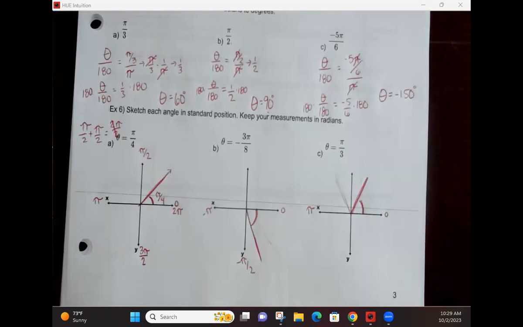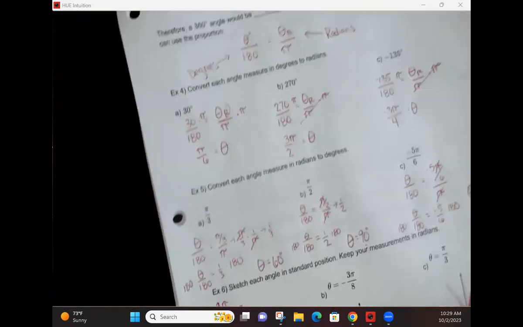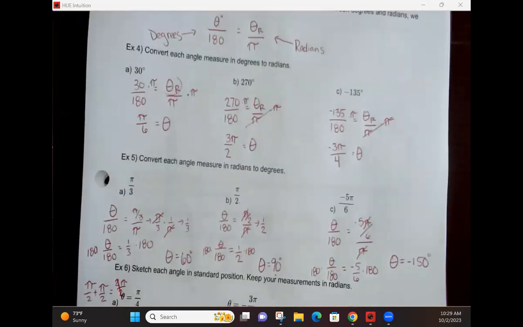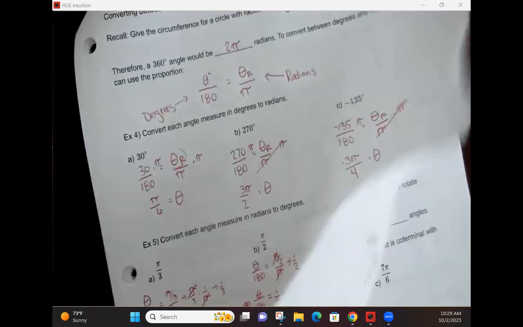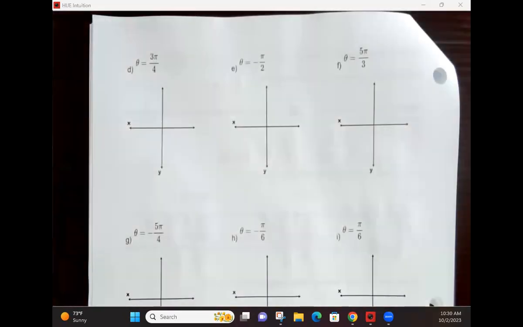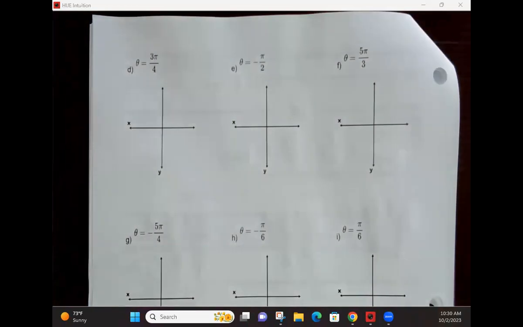Now these are rough sketches. I'm not getting out a protractor, right? I'm not measuring exactly. But I should have a pretty good feel on where these angles should live. I should definitely be able to tell what quadrant they're in. And I should have a pretty good feel on where in that quadrant they live. You'll notice the next page is all sketching angles. We're going to do this a whole bunch. That's how we get better at it. That's how we learn.